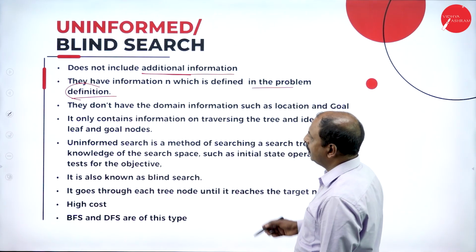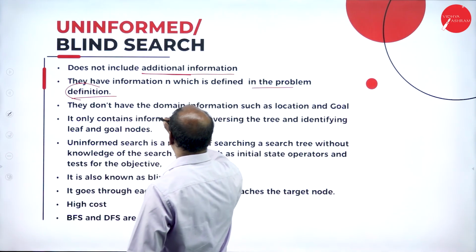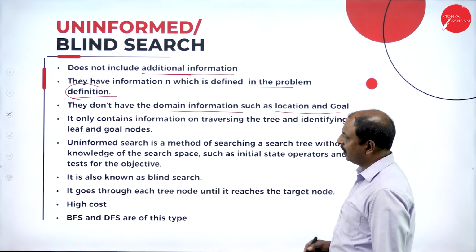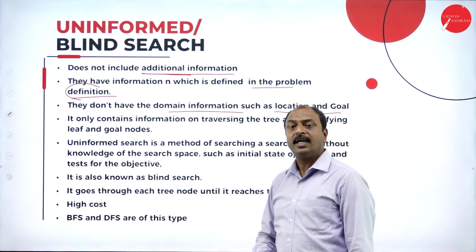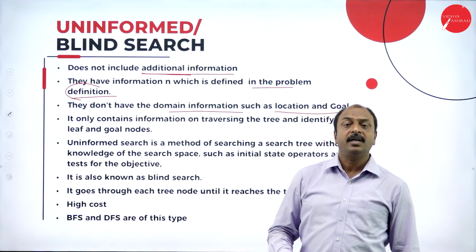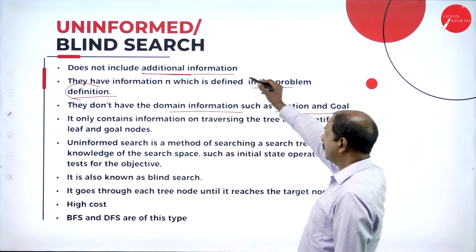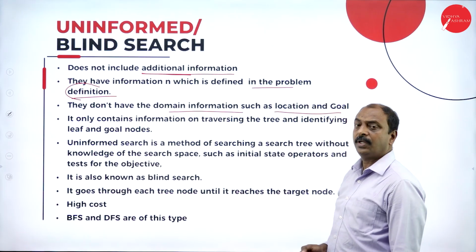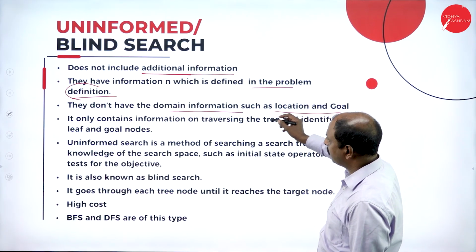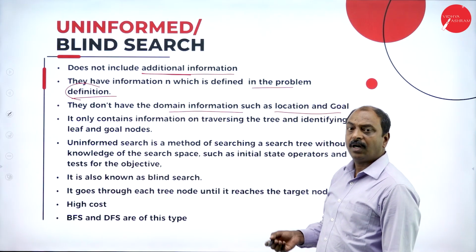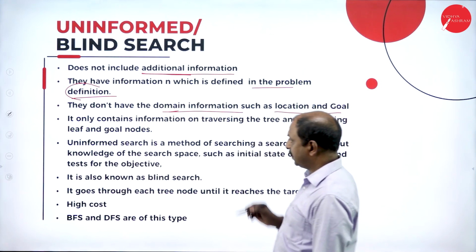Next one is they don't have domain information such as location and the goal. This algorithm doesn't have the location, or where the goal is, or the different additional information required for this particular goal. Those pieces of information are missing; we say they don't have domain information.